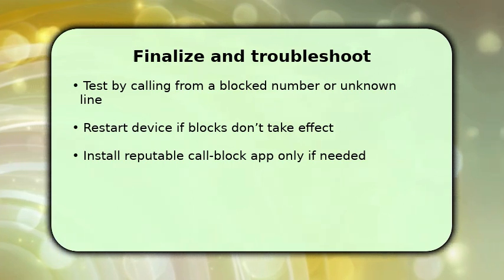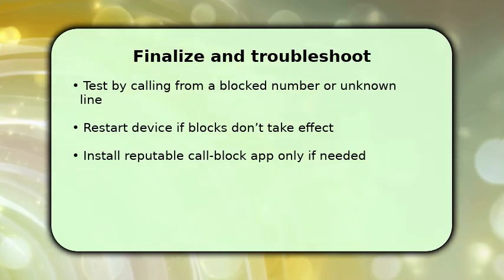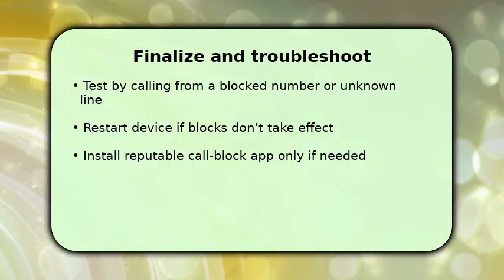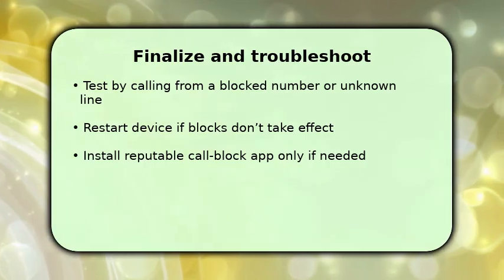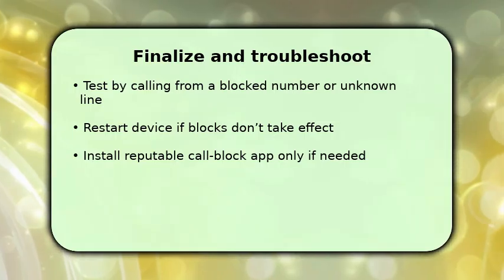If blocks don't take effect, restart the device and recheck settings. Sometimes permissions or updates reset. Make sure Do Not Disturb isn't overriding desired behavior. If spam persists, install one reputable call block app and grant necessary permissions. Only use one third-party blocker to avoid conflicts.